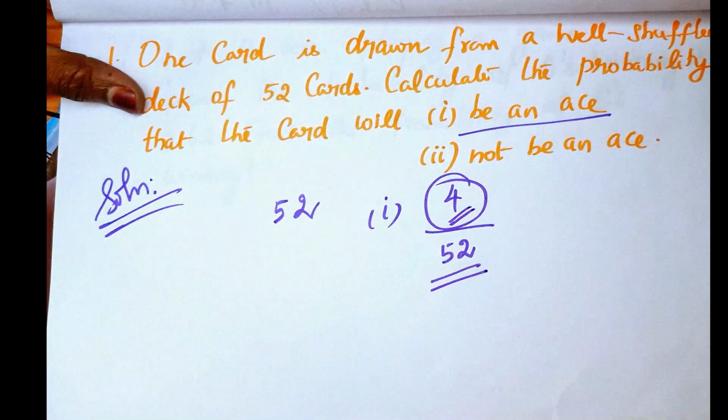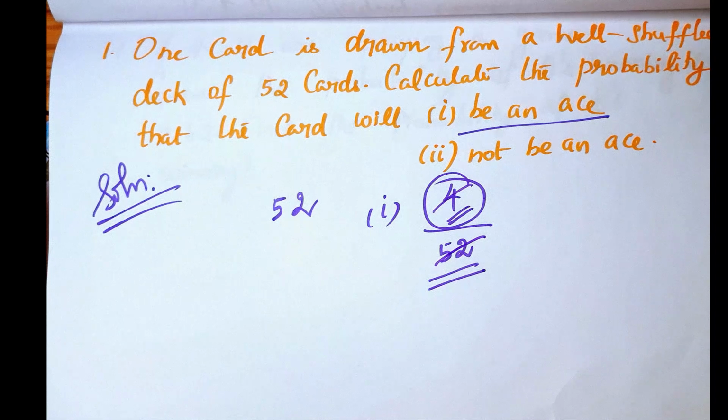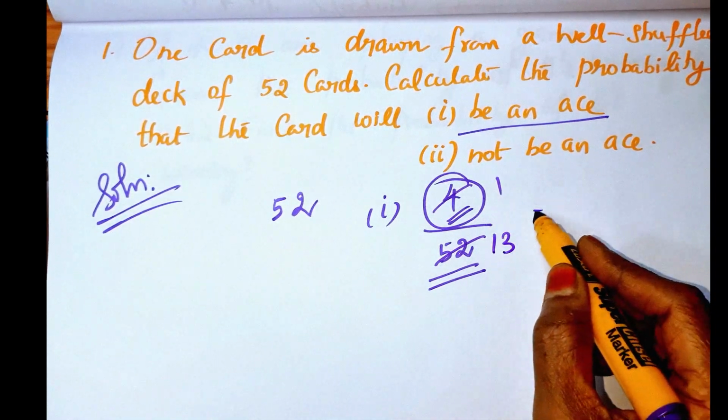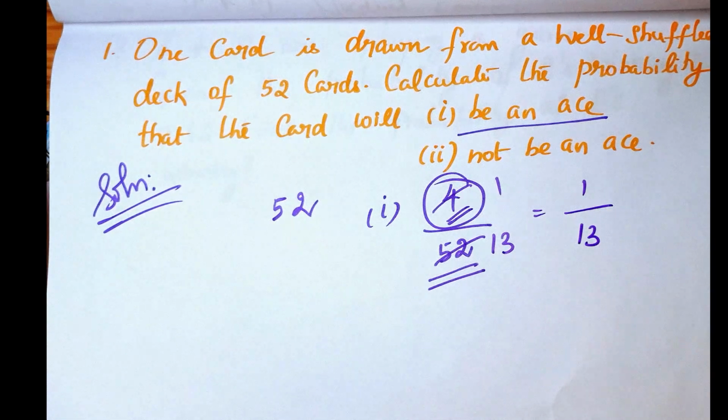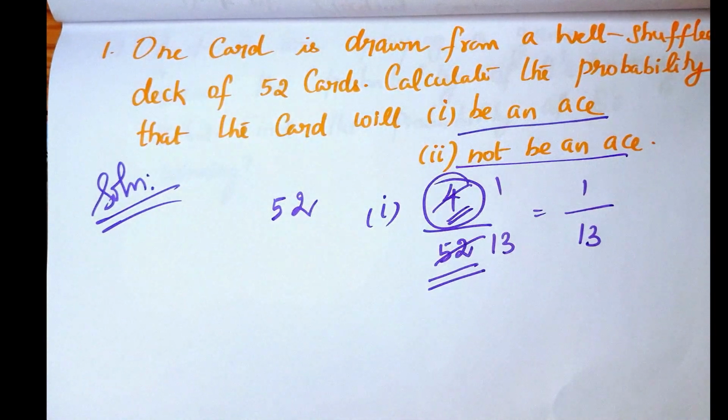So the probability of getting an ace is 4 by 52. This can be simplified when we cancel 4. This is 1 and this is 13. So the probability of getting an ace is 1 by 13. What is the next question they are asking? What is the probability that the card which we are taking is not an ace?